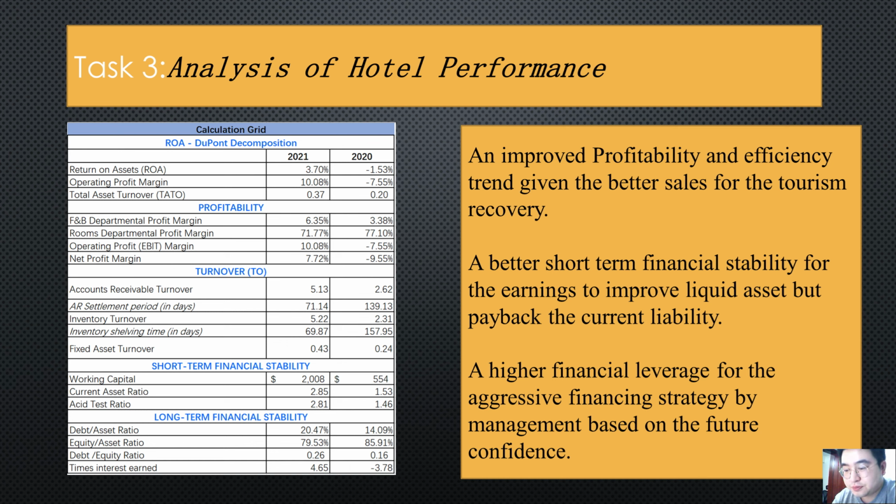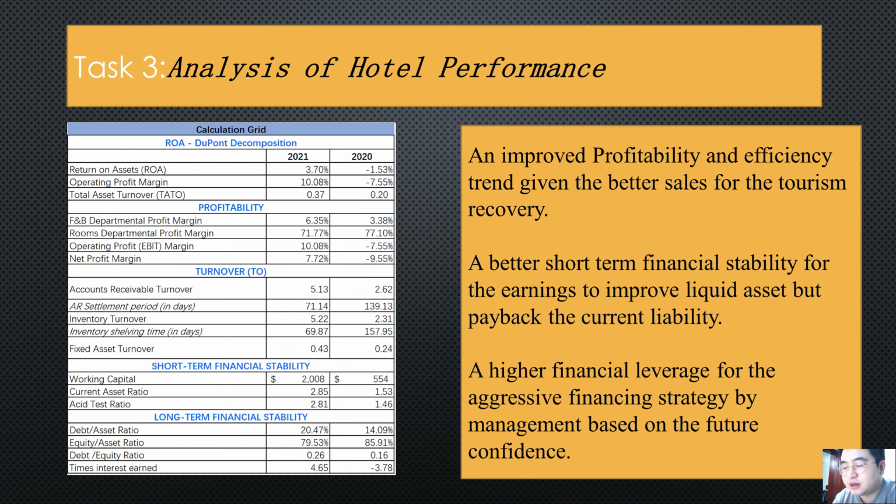So this is the calculation of the ratios, and with the above ratios, we can conduct a few analyses to compare its performance over the last 2-year period. For the profitability and efficiency, it is found that the target property has an improved profitability and efficiency trend in the last 2 years, which is reflected by larger values in profitability ratios and higher turnover ratios.